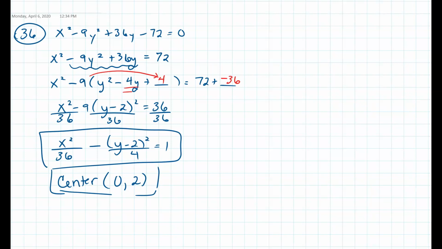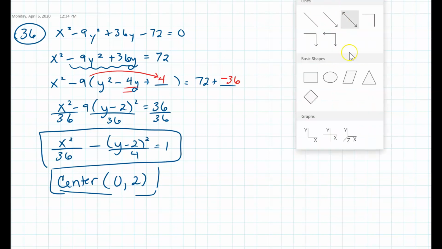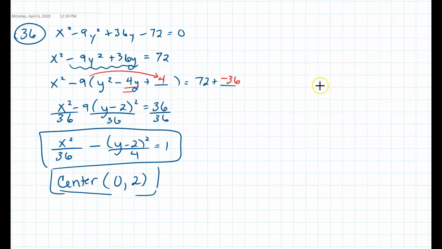All right, so now we have the center, but now we need to graph and find the vertices. And if you actually graph and find the vertices together, that makes your life a lot easier. So I'm going to put my axis here, and then we are going to graph our center. Let's do that one in red. So we're at 0, 2, and then we find our vertices by using a. So we know a squared is equal to 36, so a is going to be plus or minus 6.